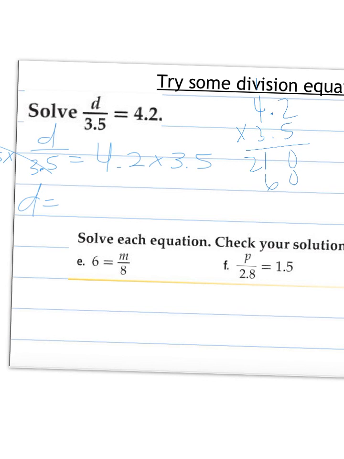3 times 2 is 6, 3 times 4 is 12. Add these together. We had 1 decimal spot, 2 decimal spots, so we move our decimal over 2. So our variable equals 14 7/10.